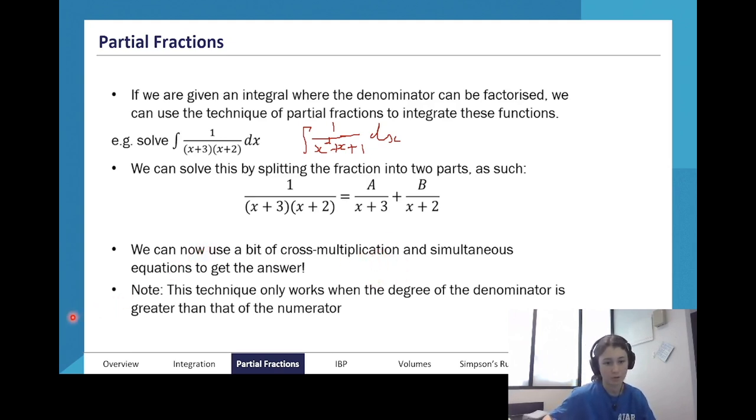But as a note, this technique only works when the degree of the denominator is greater than that of the numerator. So I think we'll get into an example of that as well. Okay.